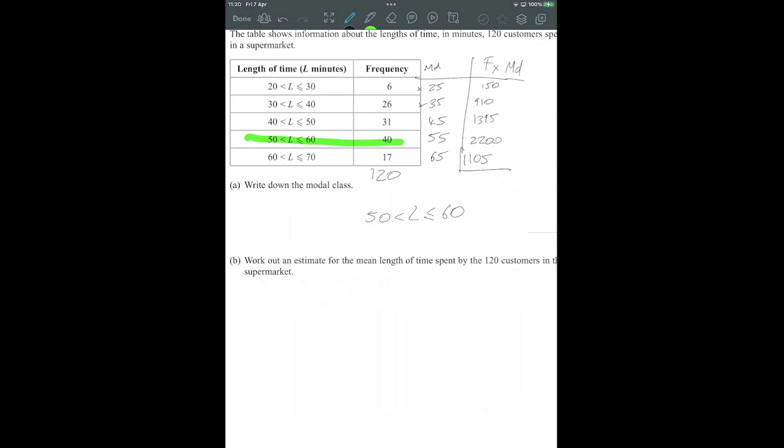I now need to add up the f times midpoint column to find the absolute total of these 120 different times. So I get 5,760. So then the mean is that total. A lot of people do divide that by 5, which is the number of classes. Divided by 5 will give you something over 1,000, which is completely unreasonable. But divided by the actual total gives my answer of 48, which, as I guessed at, is exactly where I'd expect the answer to be.